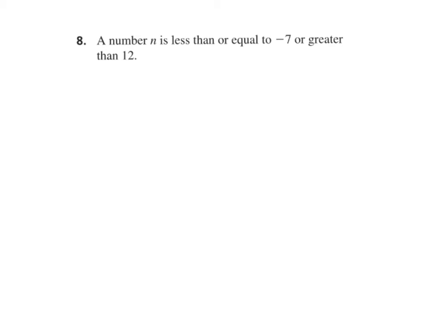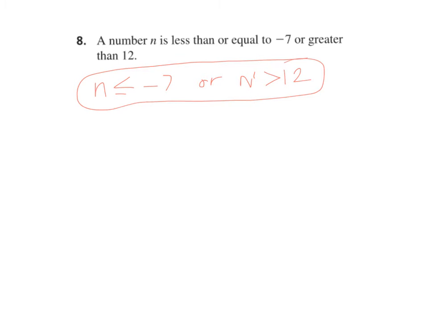All right, number 8, we've got a number n is less than or equal to -7, or the number n is greater than 12. And that's it. There's nothing we have to put together. This is how you would write the compound inequality for an OR.